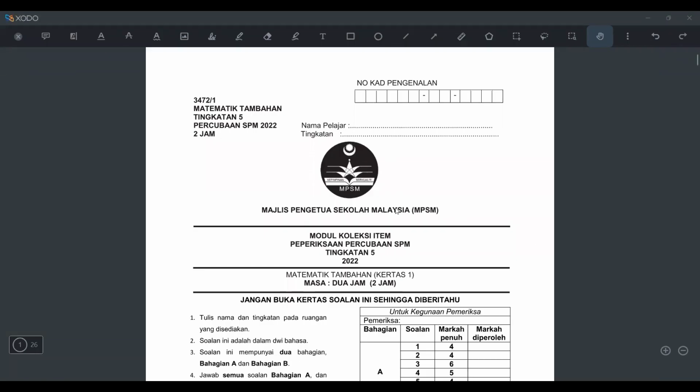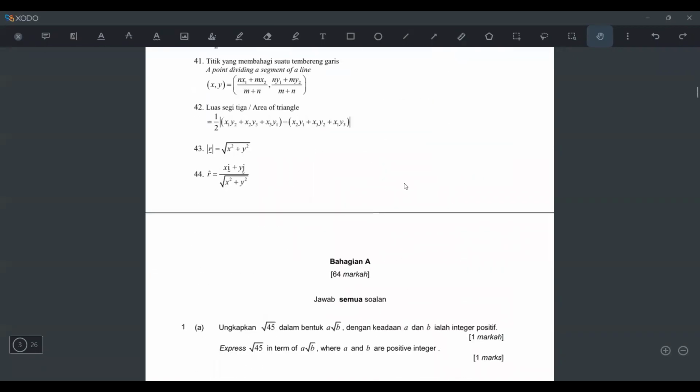So in this video, I'm doing the Kelantan Add Maths trial for 2022. Okay, so let's start. These are the formulas.